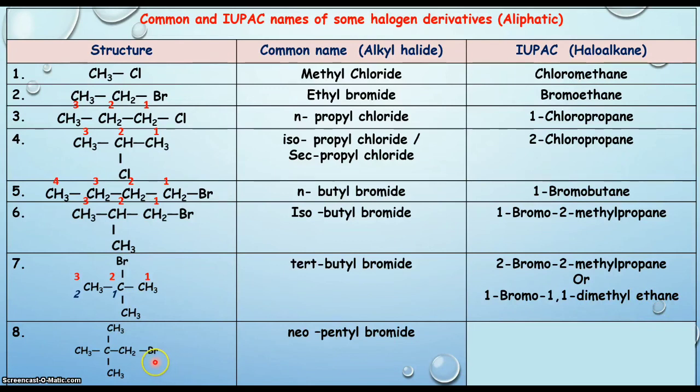Now, in this structure, there are 3 carbon atoms in a straight chain. As bromine is bonded to the first carbon atom and 2 methyl groups are bonded to the second carbon atom, therefore its IUPAC name will start with 1-bromo, 2,2 dimethyl propane.